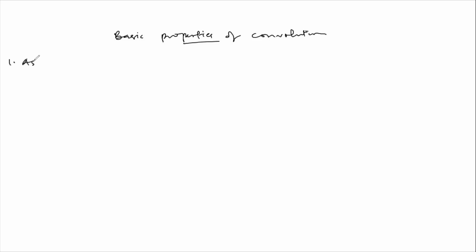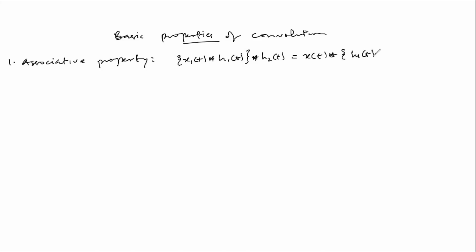So the first is the associative property. Here, we say that when S1 of t convolves with H1 of t, and the outcome convolves with H2 of t, it is the same as S1 of t convolving with the outcome of H1 of t with H2 of t.